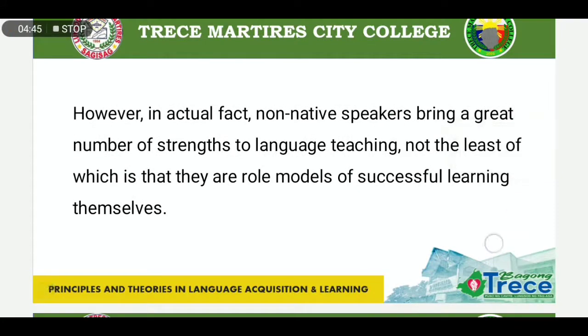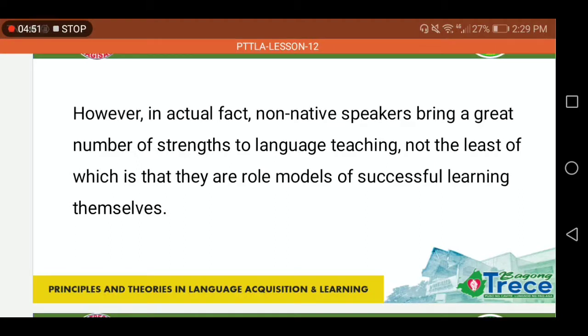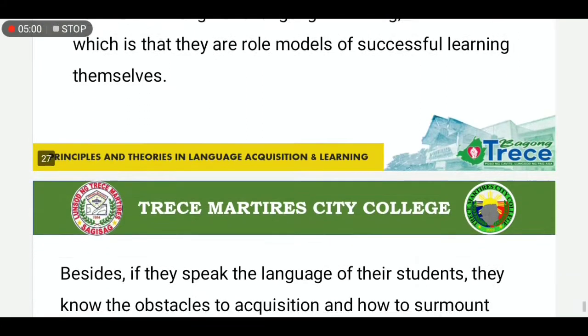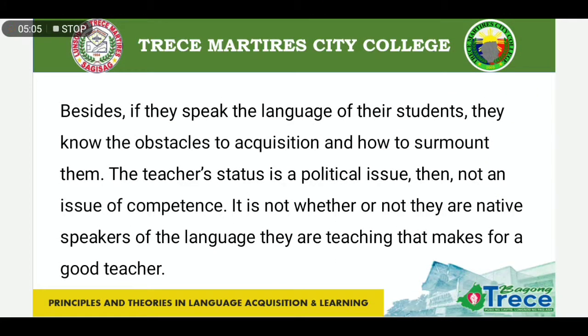However, in actual fact, non-native speakers bring a great number of strengths to language teaching, not the least of which is that they are role models of successful learning themselves. Besides, if they speak the language of their students, they know the obstacles to acquisition and how to surmount them. The teacher's status is a political issue, then, not an issue of competence. It is not whether or not they are native speakers of the language they are teaching that makes for a good teacher.